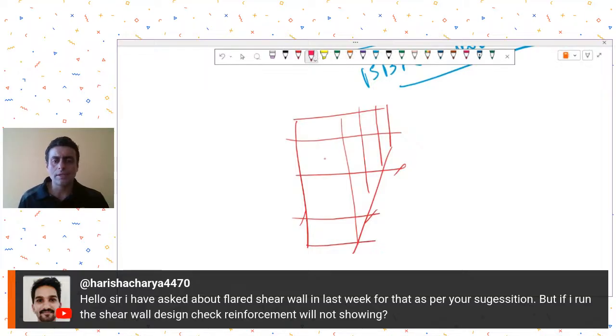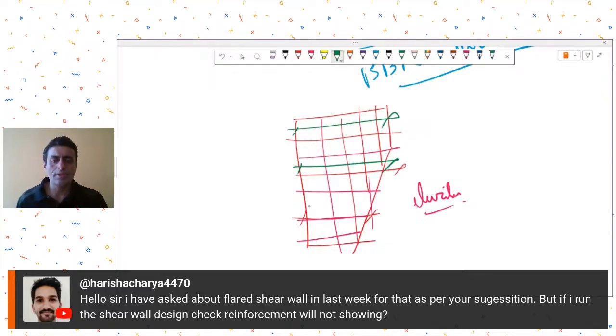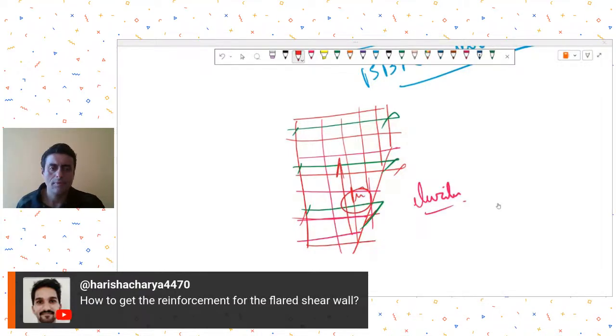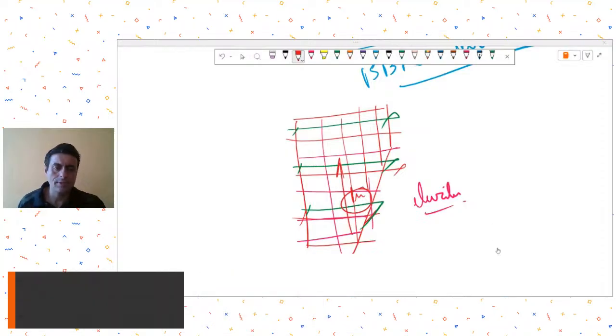You can do a meshing like this, so it will give you the reinforcements. This is the elevation I have shown. It will consider different sections at different heights, and as per the axial forces, out of plane and in plane moments, it should give you the reinforcement. I have never tried it myself, but in ETABS, if you just assign one pier label from top to bottom, it should give you the reinforcements. It will also give you the shear reinforcements and the flexural reinforcements.